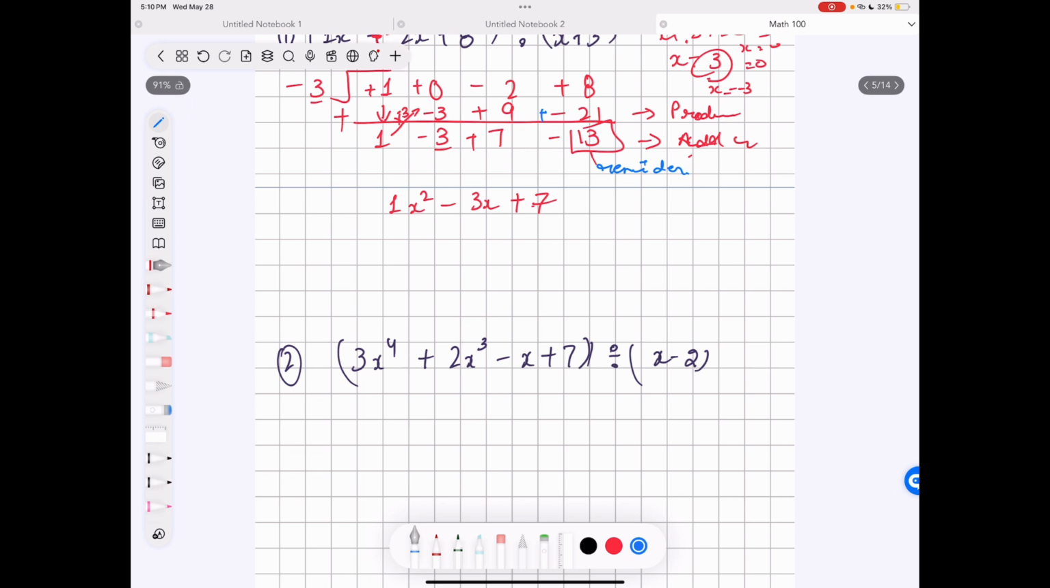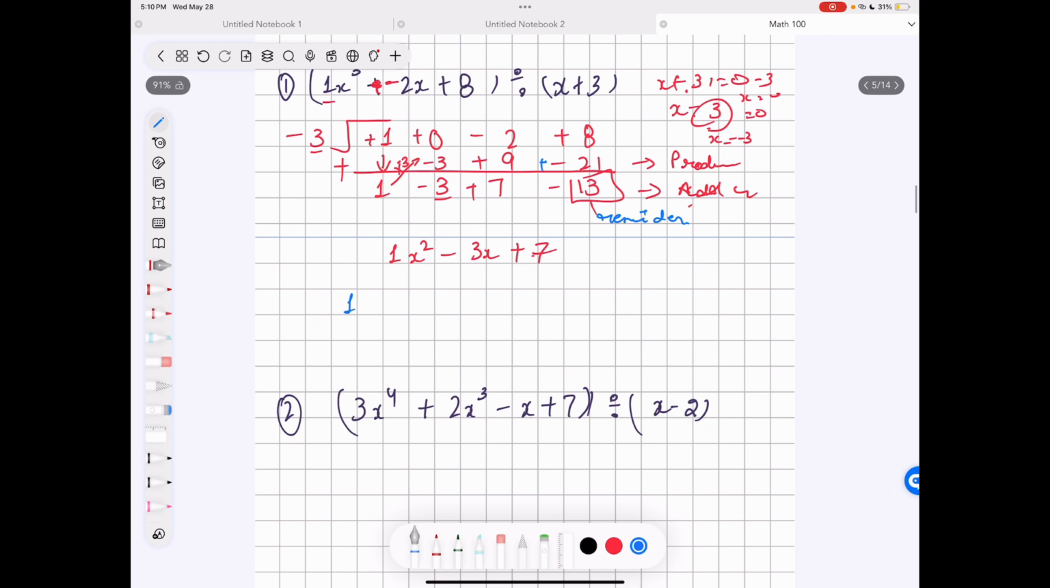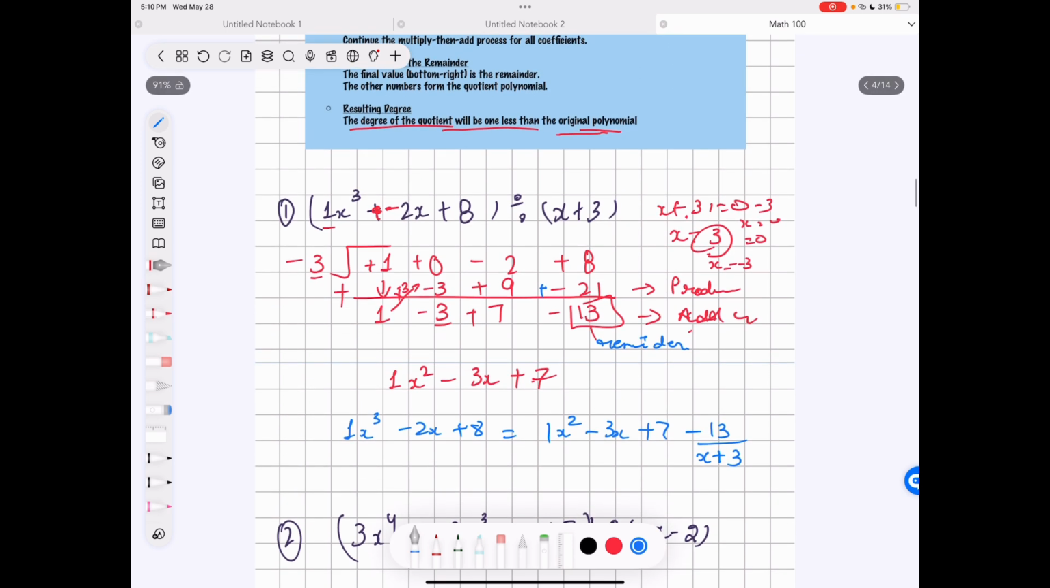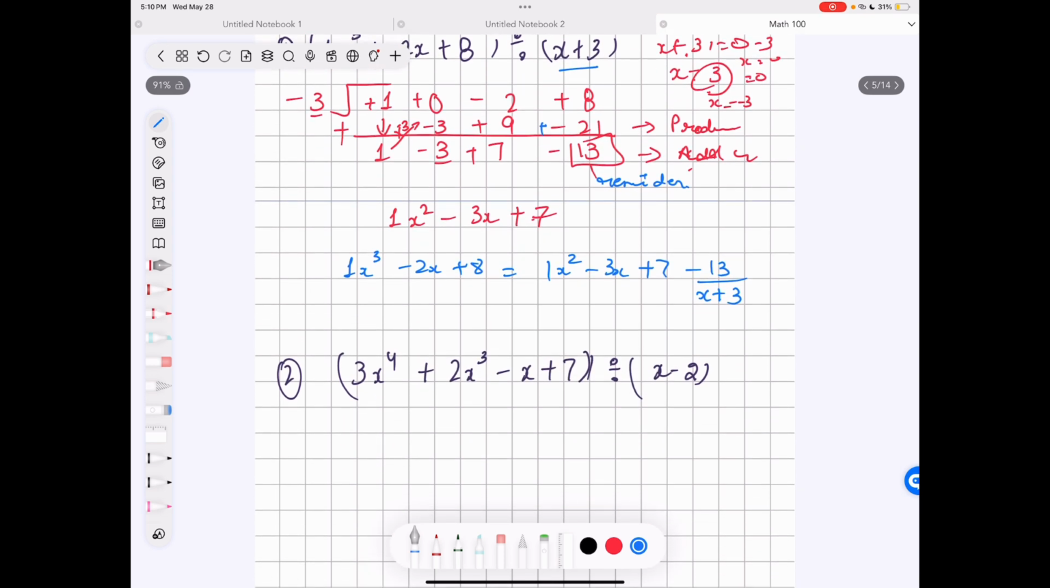So our answer is: we had x cubed minus 2x plus 8 is equal to 1x squared minus 3x plus 7, and then we get minus 13 divided by x plus 3, which was our divisor. And then we write our remainder here, quotient here, and our divisor here.